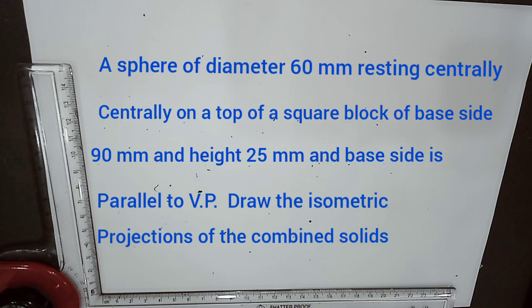A sphere of diameter 60 mm resting centrally on the top of a square block of base side 90 mm and height 25 mm, and base side is parallel to VP. Draw isometric projection of the arrangement.